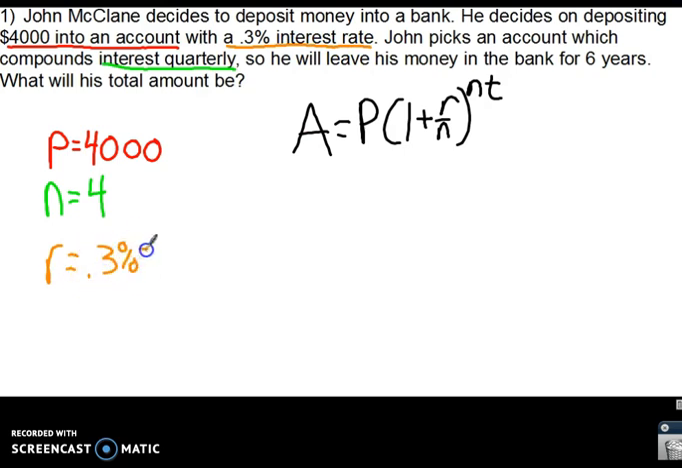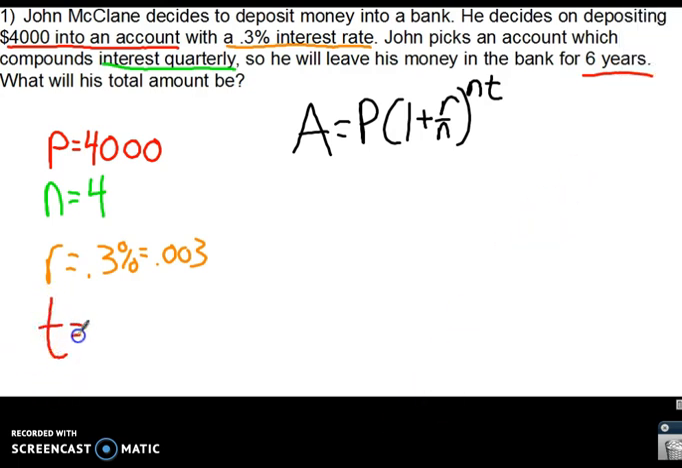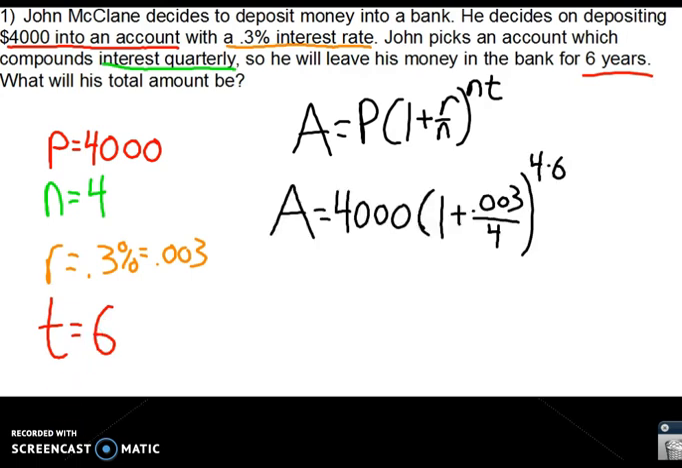So I have to convert that first. Even though it has a decimal in it, it still has the percentage in it. And last bit of information for me, I have to find out 6 years. That would be T equaling 6.